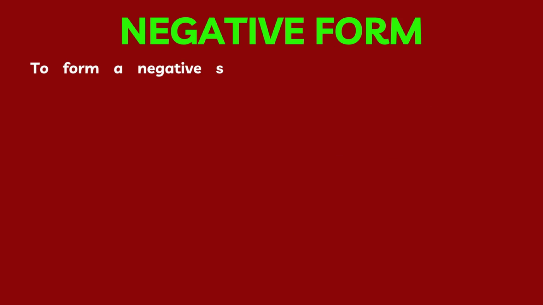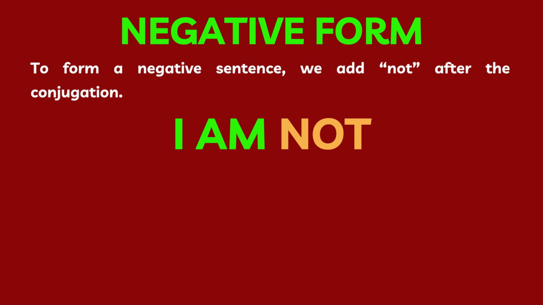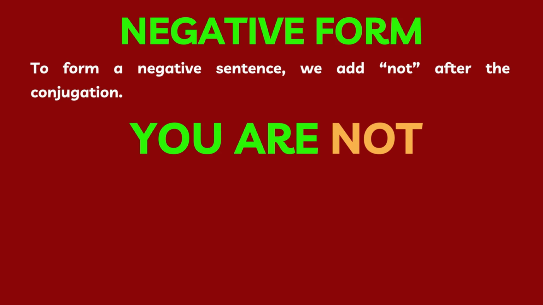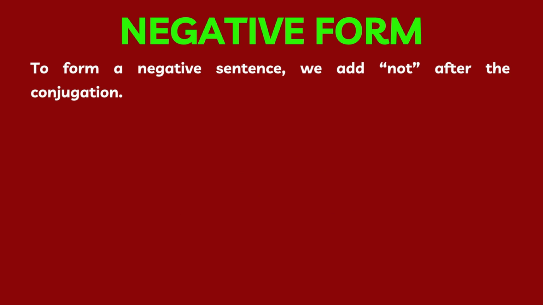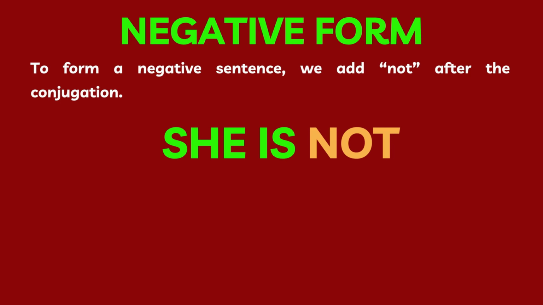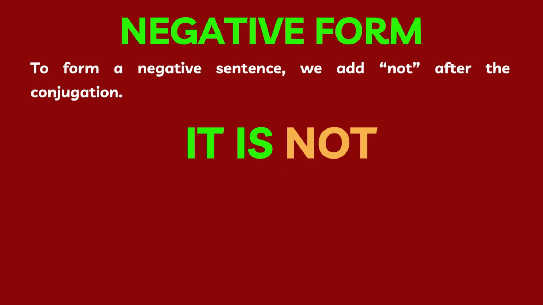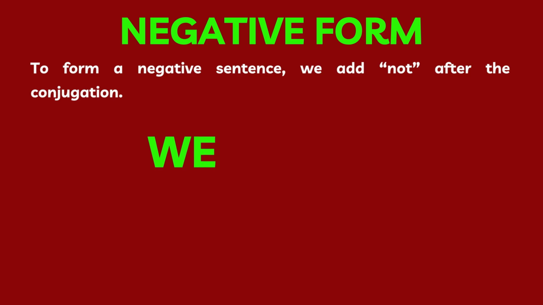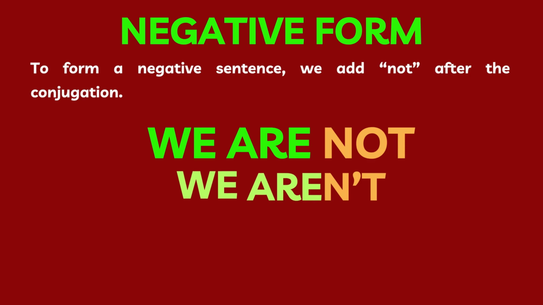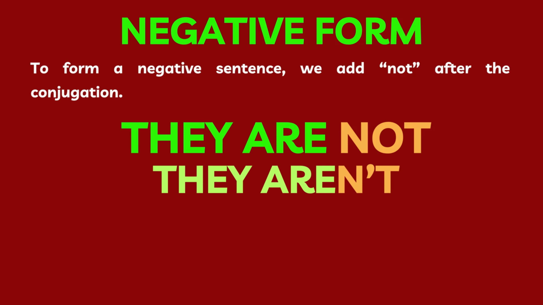To form a negative sentence, we add not after the conjugation of the verb. In this way, we have I am not, or its contracted form, I'm not. You are not, or you aren't. He is not, or he isn't. She is not, or she isn't. It is not, or it isn't. We are not, or we aren't. They are not, or they aren't.